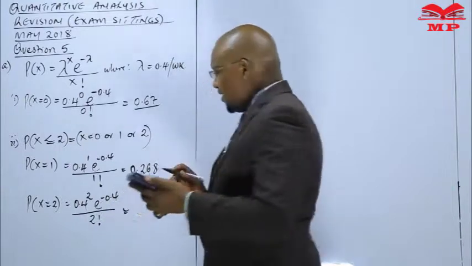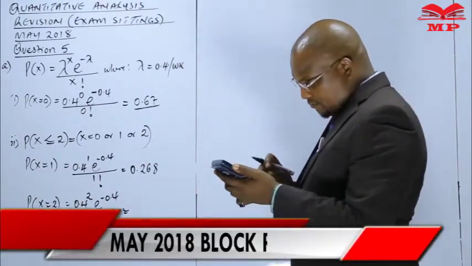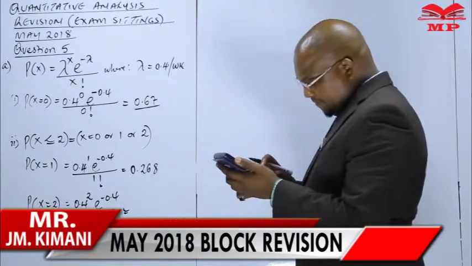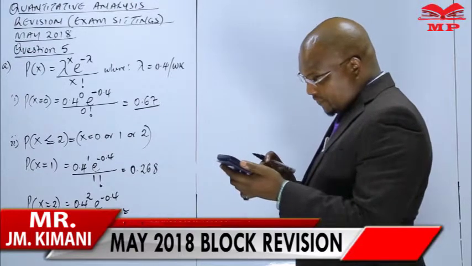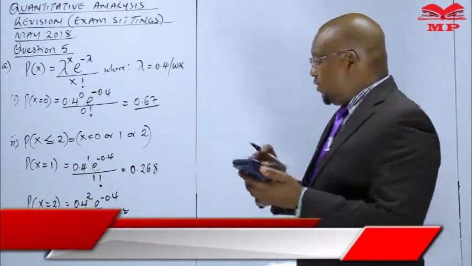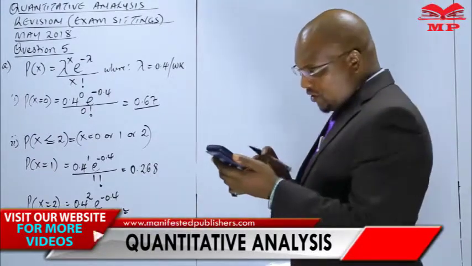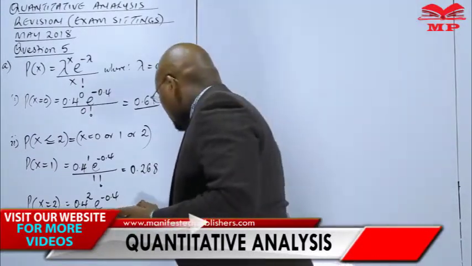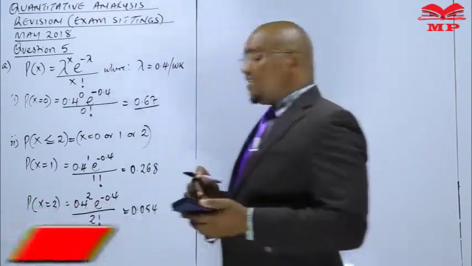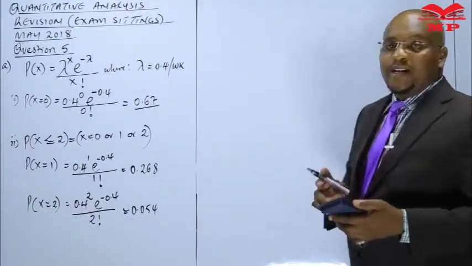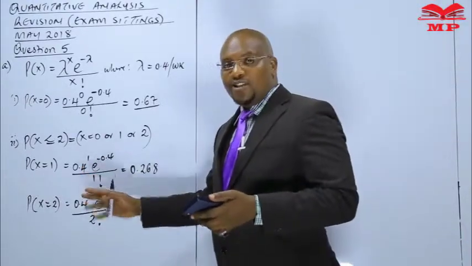The other one is 0.4 power 2, then multiply by shift E minus 0.4, which is 0.107. We divide by 2, because 2 factorial is just 2. So this is 0.054. That tells you that the probability is diminishing, that there is not much possibility of many transformers being struck.